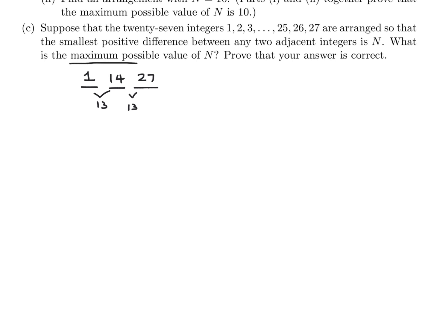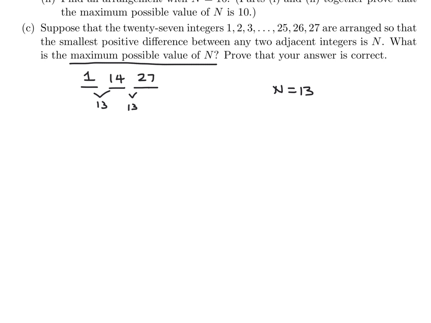Okay, they're trying to talk about the maximum possible value of n. Maximum possible value of n, oh boy. That's confusing, right? Because n is the smallest possible difference between any two consecutive integers. And then the maximum is what they're asking for of n. All right. So that means basically that the differences would all have to be, first of all, if n is 13, let's just say, that would mean that all the differences for all the other numbers would have to be greater than 13.